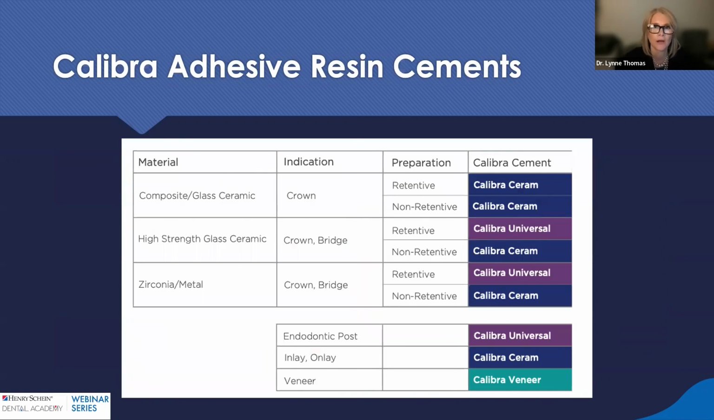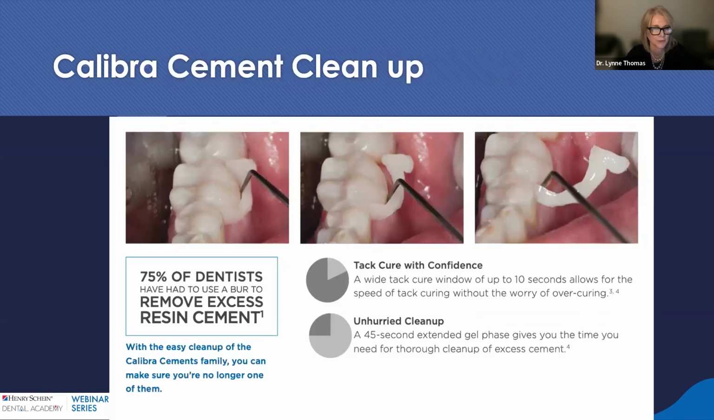And here's just another good reference. For your Calibra cements, if you're using glass ceramics, such as the Vitamark that I talked about initially, you can use your adhesive cement, the Calibra Ceram. If you have high strength glass ceramics, such as the Tessera, you have a couple of options. You can use Universal or you can use the Ceram. And then of course, for your zirconia, it's the same thing. So it's got quite a bit of flexibility, and it's all in the Calibra family, so it's really nice. Of course, the veneer is a light cure one.